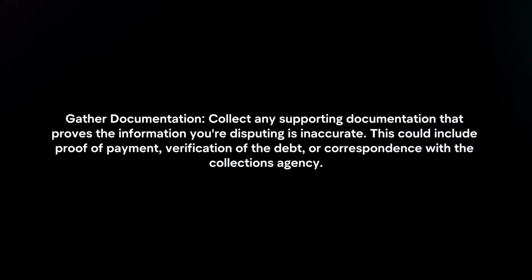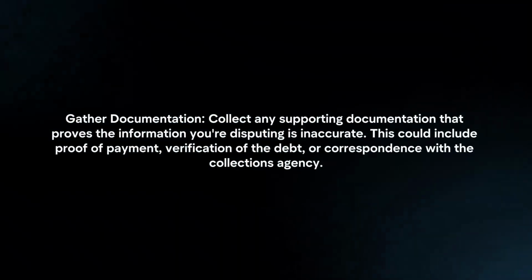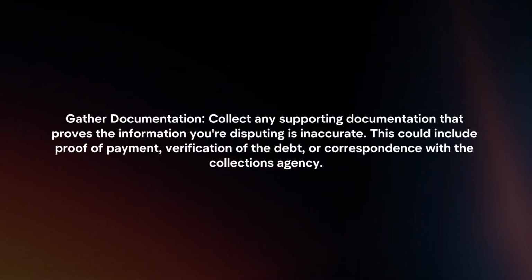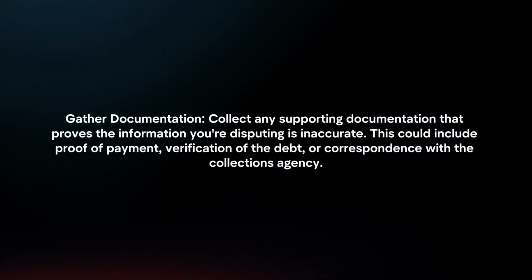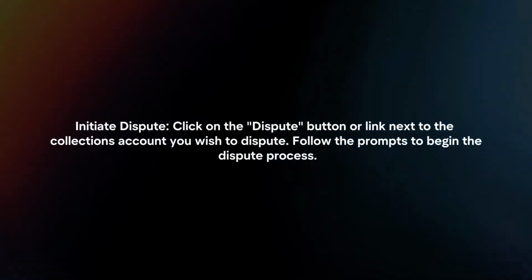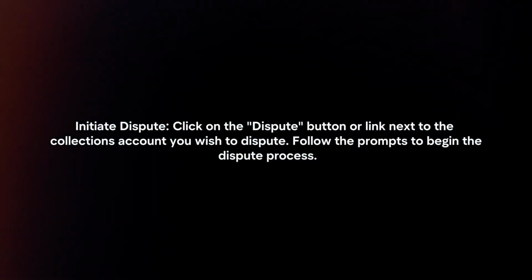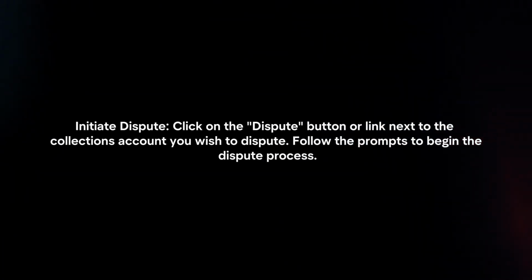Gather documentation. Collect any supporting documentation that proves the information you're disputing is inaccurate. This could include proof of payment, verification of the debt, or correspondence with the collections agency. Initiate dispute. Click on the dispute button or link next to the collections account you wish to dispute. Follow the prompts to begin the dispute process.